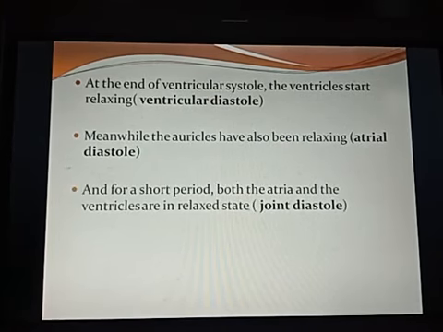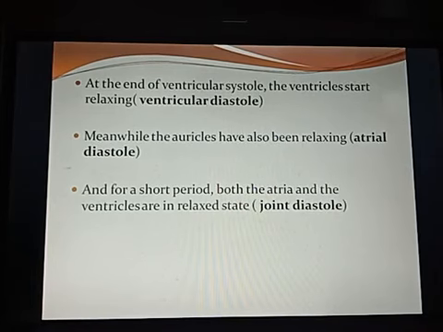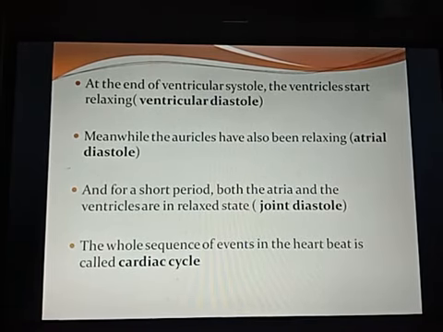And for a short period, both the atria and the ventricles come into a relaxed phase. When both the atria and the ventricles are in the relaxed phase, that is termed joint diastole. The whole sequence of events in the heartbeat is called the cardiac cycle. So this whole sequence, that is ventricular diastole, atrial diastole, atrial systole, or joint diastole altogether, constitutes the cardiac cycle. This is together called the cardiac cycle.